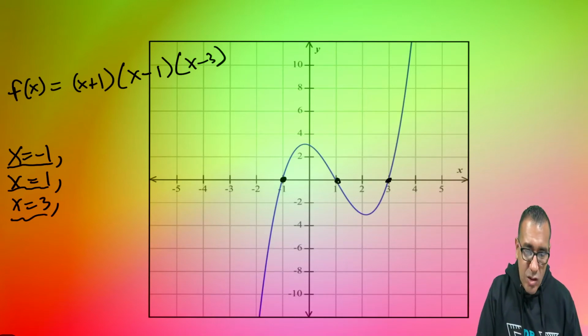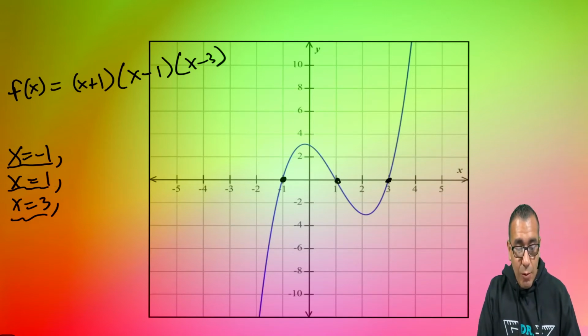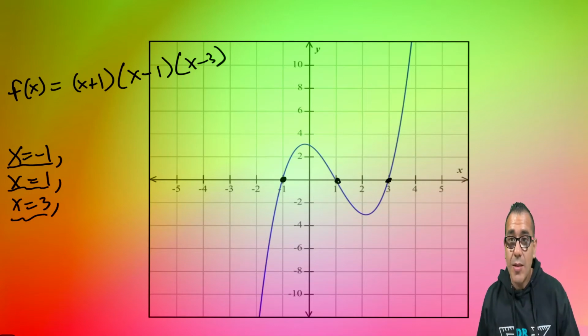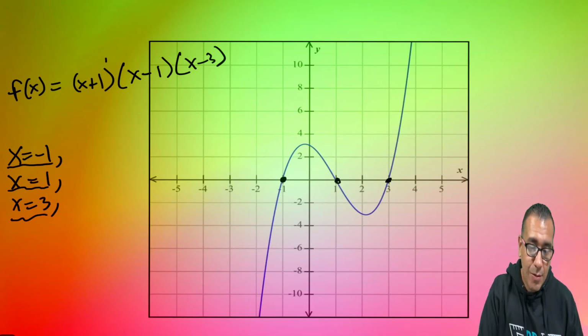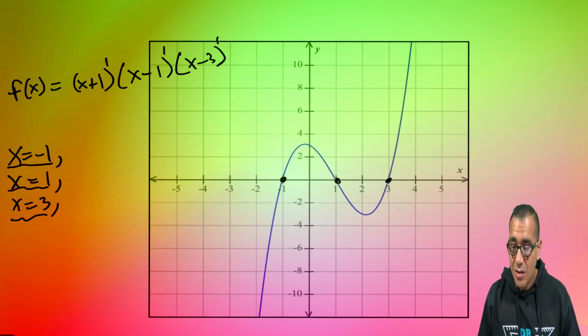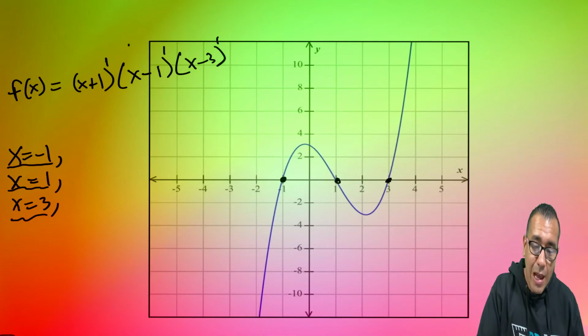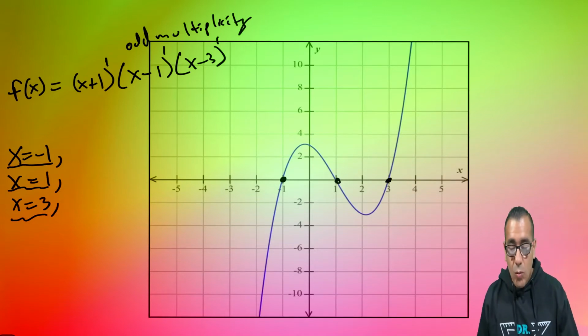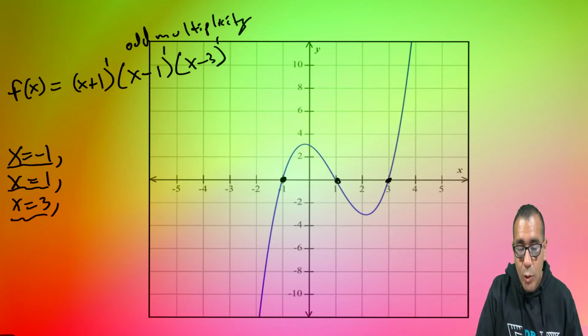Just look at the relationships here, the x-intercepts and the factors. The signs are always the opposite, so make sure you keep that in mind. Notice we only had one copy of each. What that tells us is their multiplicity, those exponents, how many times they appeared, is exactly once. So these all have odd multiplicity. Each one of those factors has an odd multiplicity.